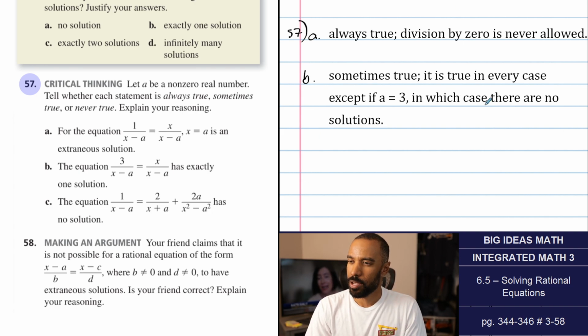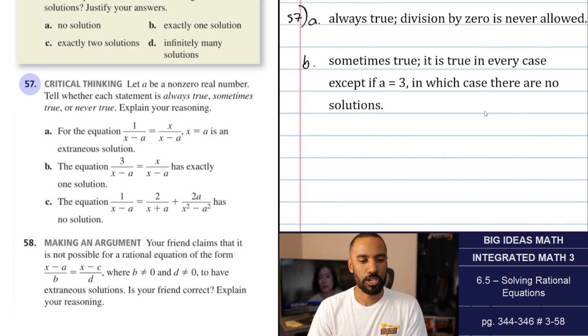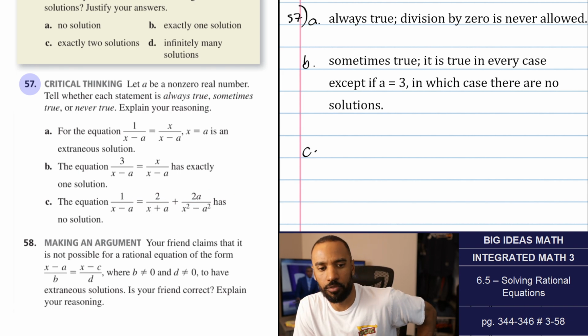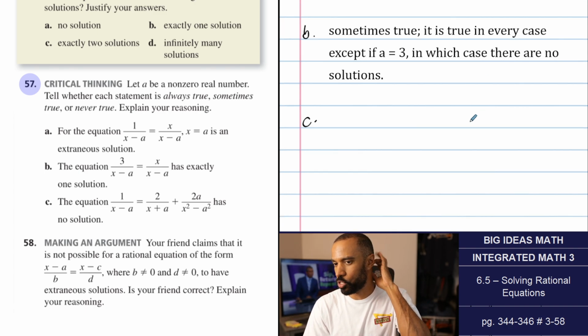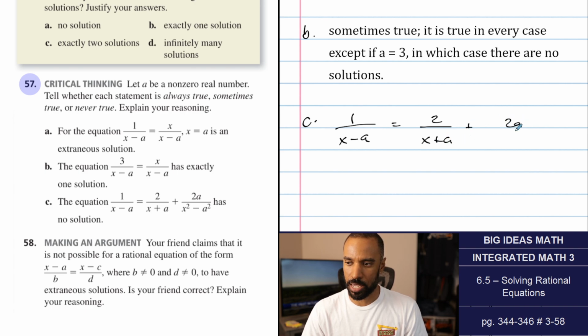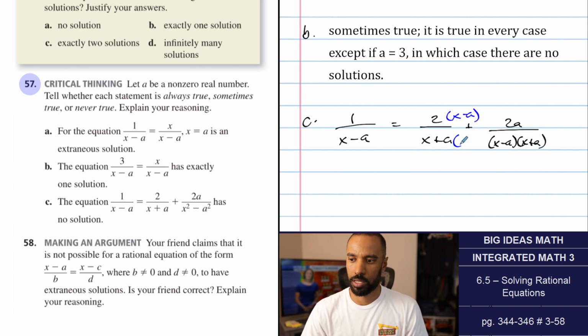All right, part C. The equation here has no solution. 1 over x minus a equals 2 over x plus a plus 2a over x squared minus a squared. I feel like I need to do more work on that to figure out what's going to happen. So 1 over x minus a equals 2 over x plus a. And I'm well aware that what I'm seeing here is a difference of two squares. So this is x minus a times x plus a. So let's go for extra work.